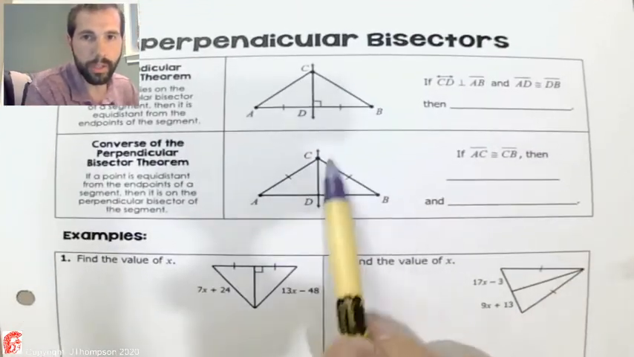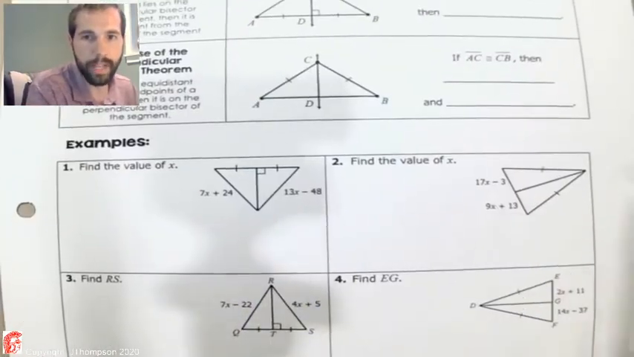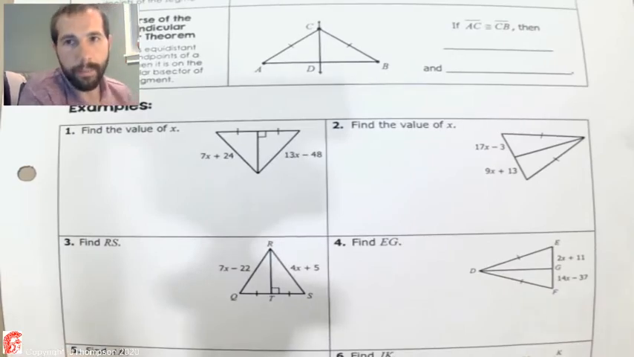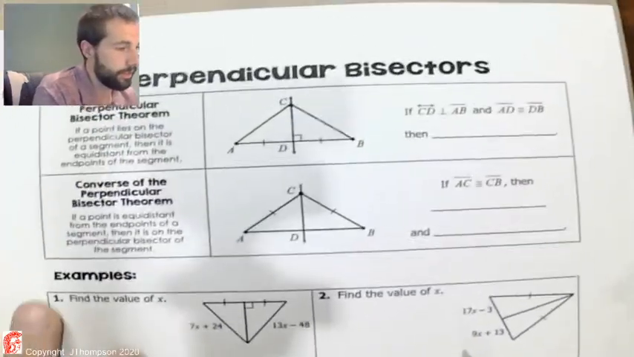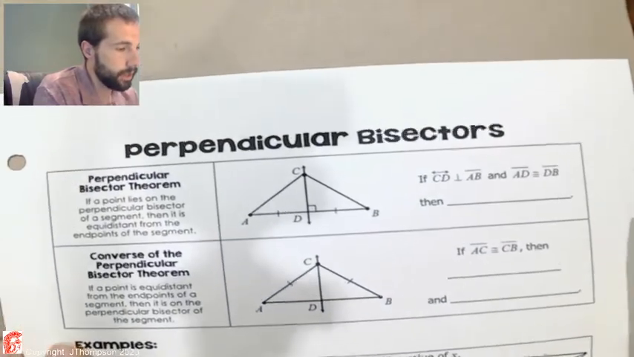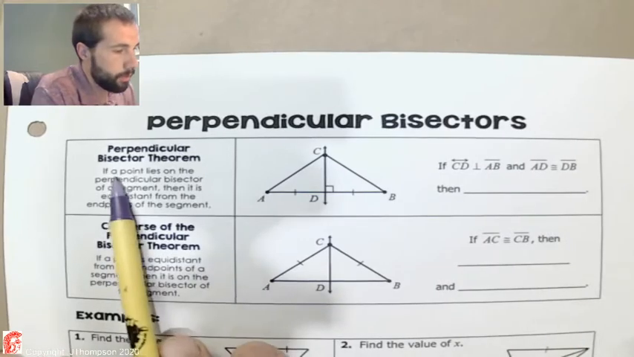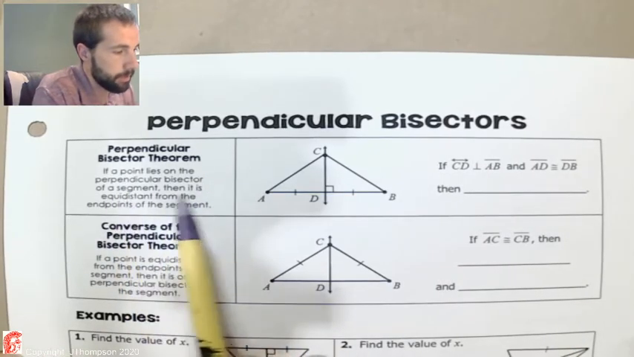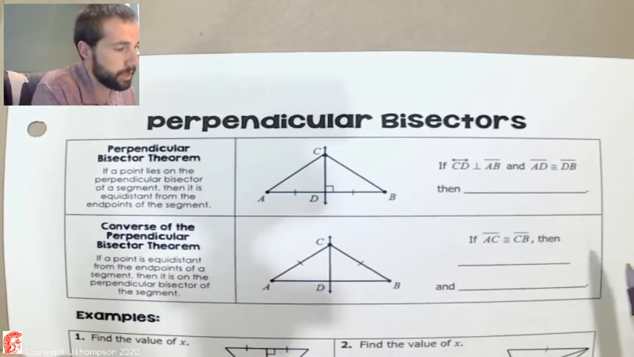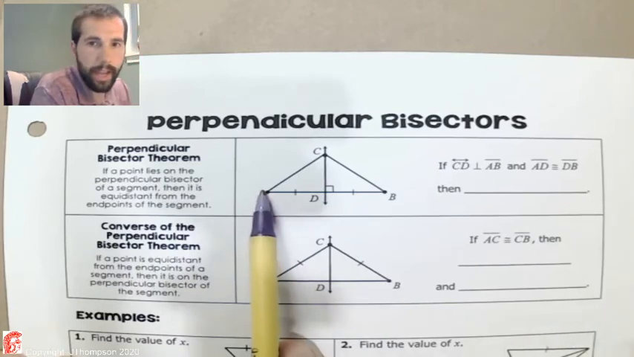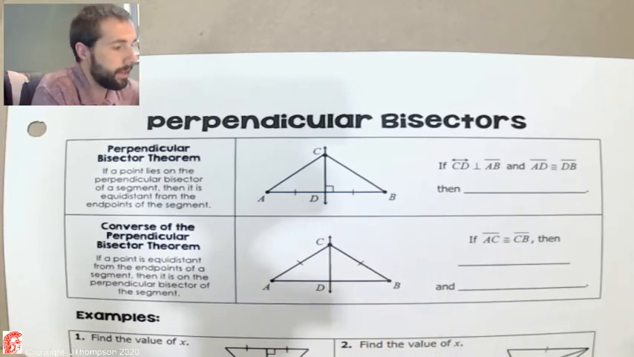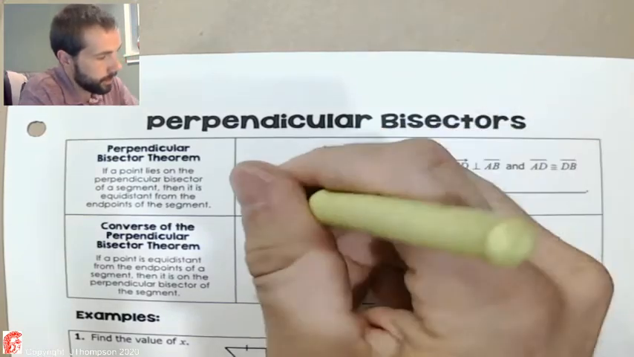So what I'll do is I'll go through these notes. I'll do a couple of examples, and I'm going to leave 8 examples blank for you guys to do. Okay, so the first definition here, the perpendicular bisector theorem. If a point lies on the perpendicular bisector of a segment, then it is equidistant from the endpoints of that segment. So here, we're looking at segment AB. So I'll highlight that.